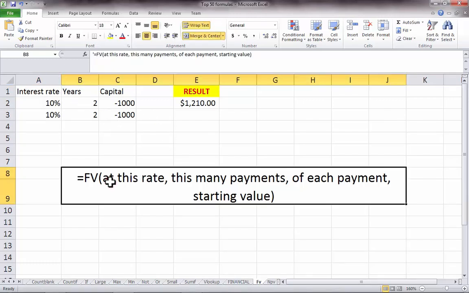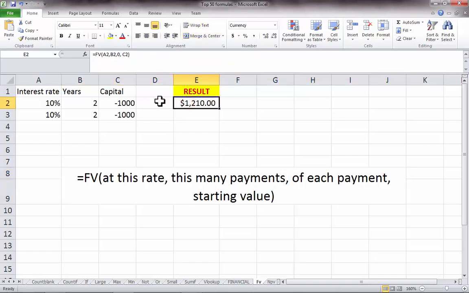So we have first FV. FV is actually the future value. So we specify the rate and how many payments, how much each payment is, and your starting value. For this one over here, what we're trying to compute is the interest, and we deposited $1,000 and we placed it for 2 years. So FV, or the future value formula, can do it for you.